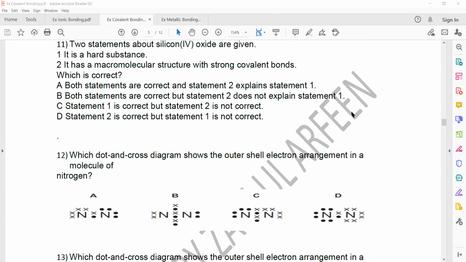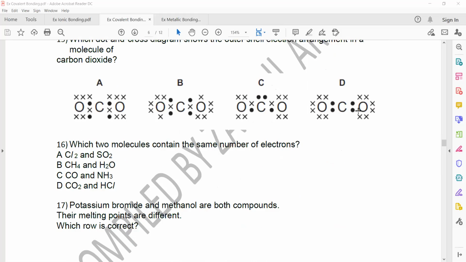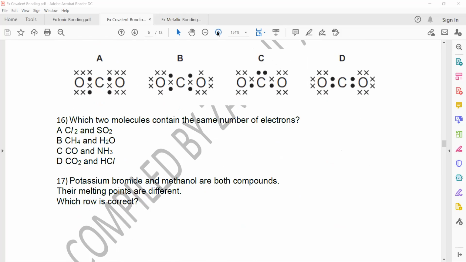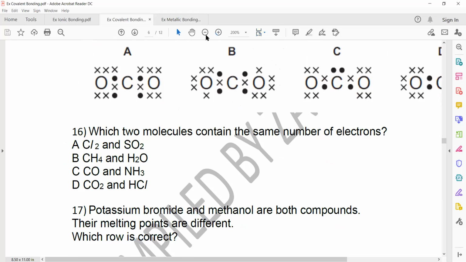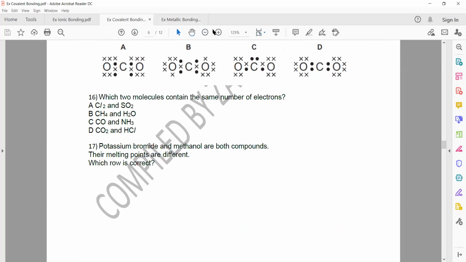MCQ 16. Which two molecules contain the same number of electrons? Here you have to count the number of electrons. How will you count the number of electrons? You have to use the periodic table for this.